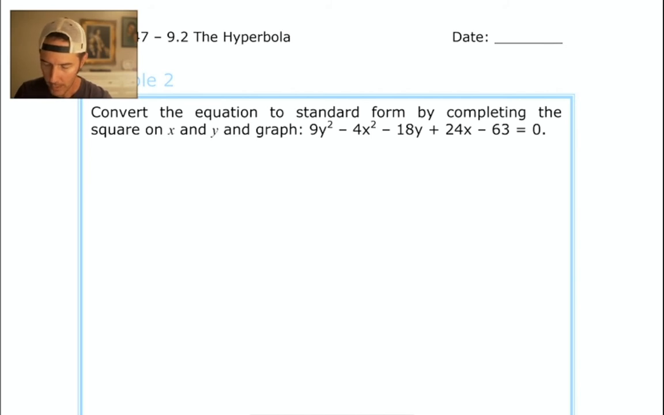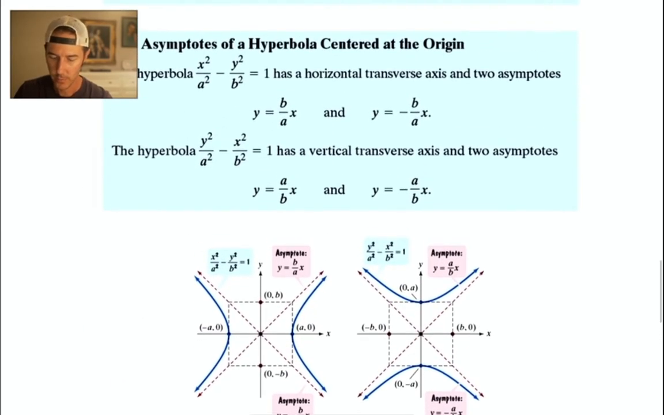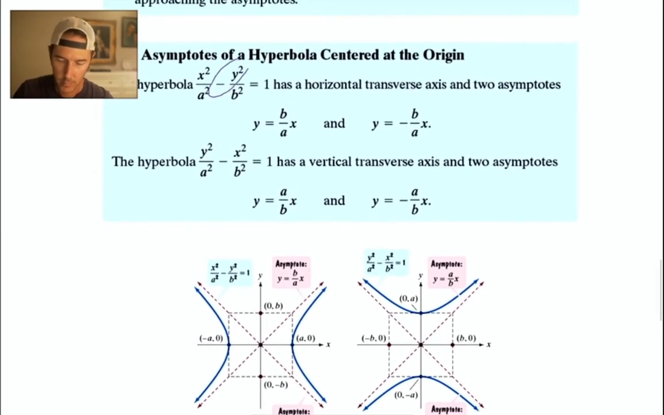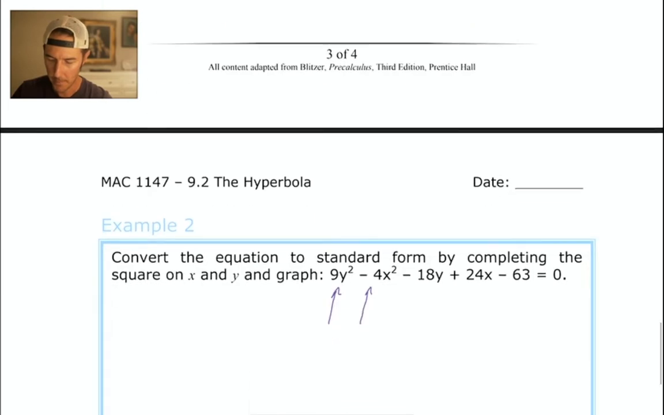What I'll point out, though, is that notice that the y squared term here is positive, and the x squared term is negative. When we're working with a hyperbola, we're definitely going to want to put the negative squared term second, because the format for these equations, it's the second term that's the negative one. So we'll be prepared for that.